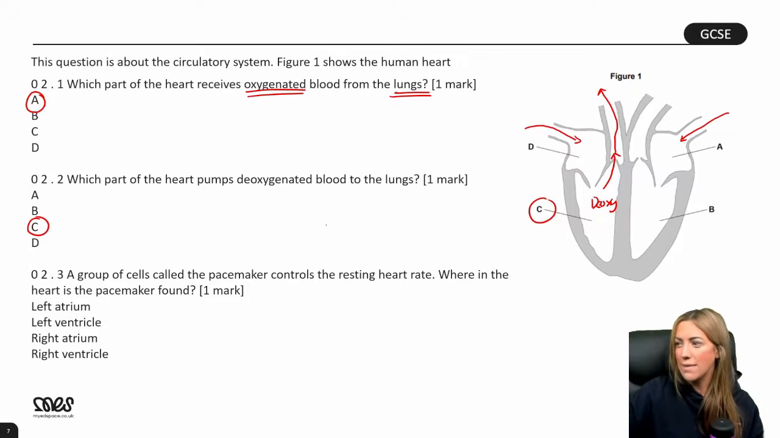Where in the heart is the pacemaker found? Well, it's about here. So it's in the wall of the right atrium. So the correct answer here is right atrium. I have actually seen them ask students to put a little cross on the diagram as well for that question before. So anywhere in the right atrium would have been correct, because the pacemaker is actually found in the muscular walls of the right atrium.